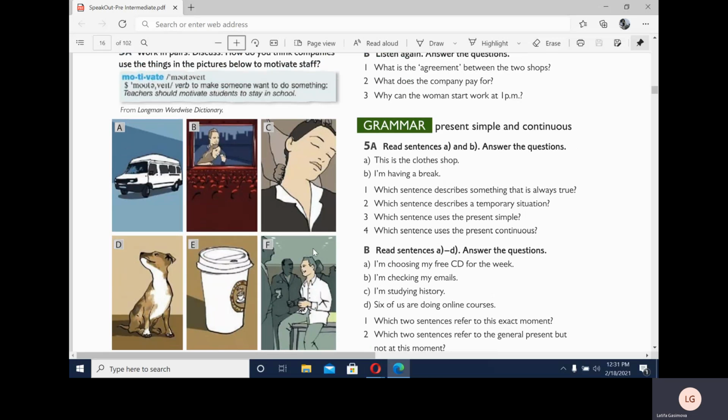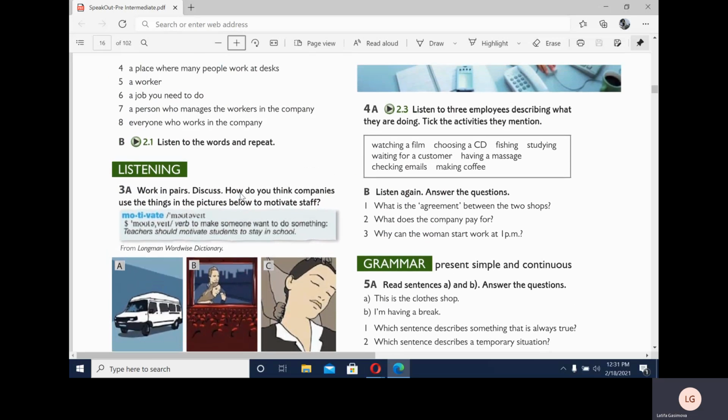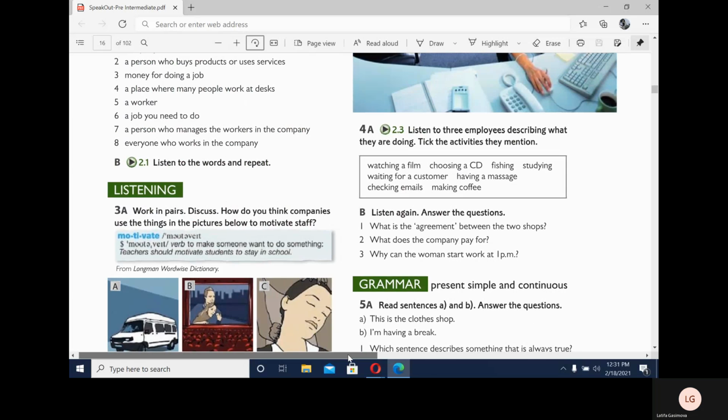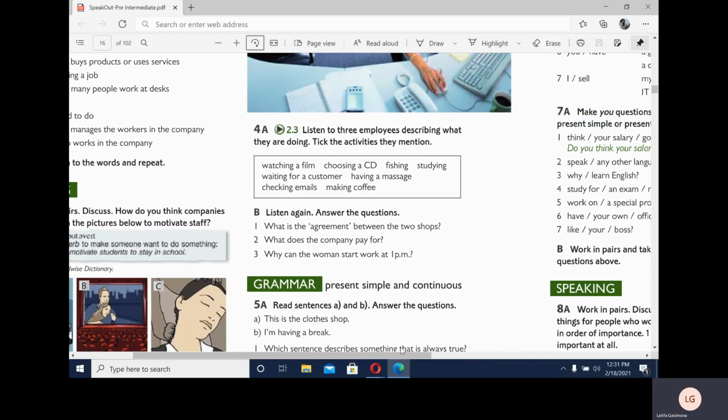Okay, so they have mentioned all the things that can motivate staff, but they had also additional ones. So let's go ahead. Now we have listening again. We have listening 2.3. We'll listen to three employees describing what they're doing, and then we'll have to tick the activities they mention.